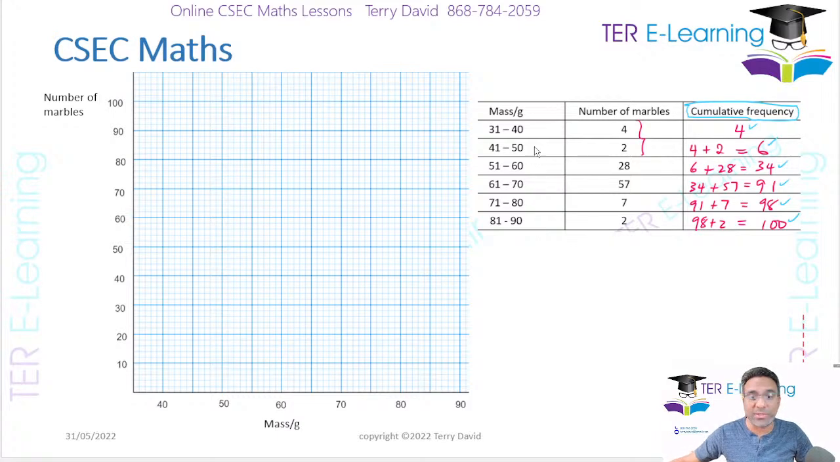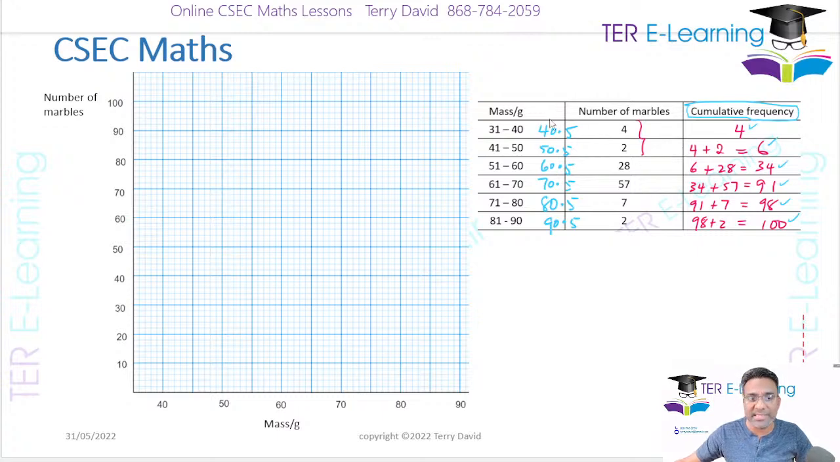Right, so here's what you need to do. When you are plotting a cumulative frequency curve, we are using upper class boundary. So please don't make that mistake. It's 40.5, 50.5, 60.5, 70.5. So it's upper class boundary, yeah? So don't make that mistake tomorrow. It's 80.5 and 90.5. So yeah, we are using upper class boundaries in order to plot this.